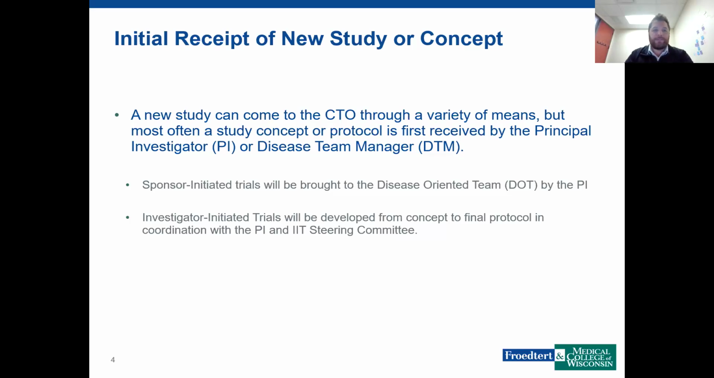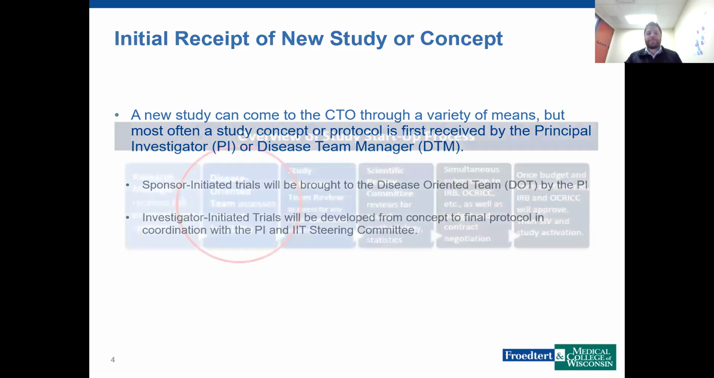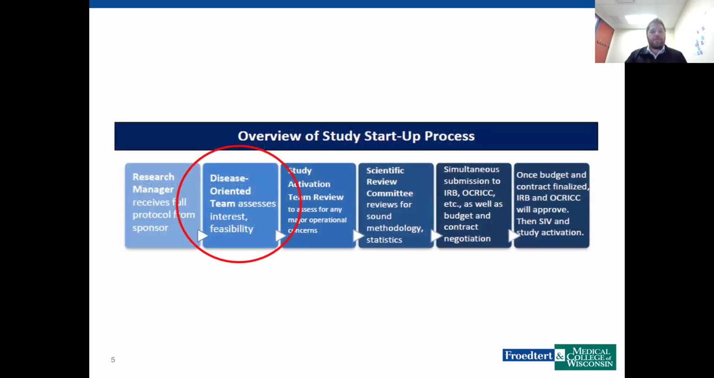Down below here, I had a couple of notes. Sponsor-initiated trials will be brought to the DOT by the PI. We'll get into what a DOT is in the next slides, but investigator-initiated trials are an exception to this. Those are developed from concept to final protocol internally, usually in coordination with the PI and our IIT steering committee. That's a talk for another day, but that's how most of our trials are brought to us. As I said, once we receive that protocol, it's going to proceed to our disease-oriented team for approval.